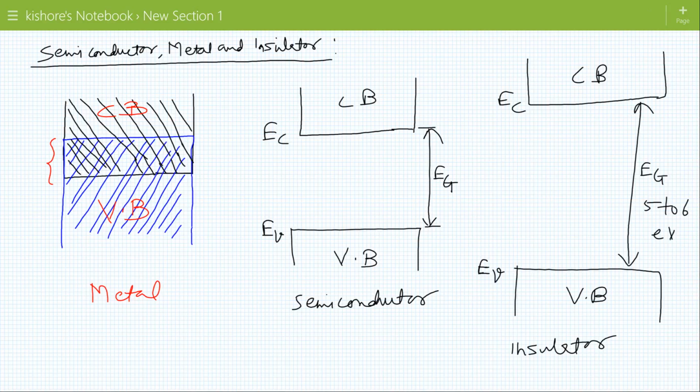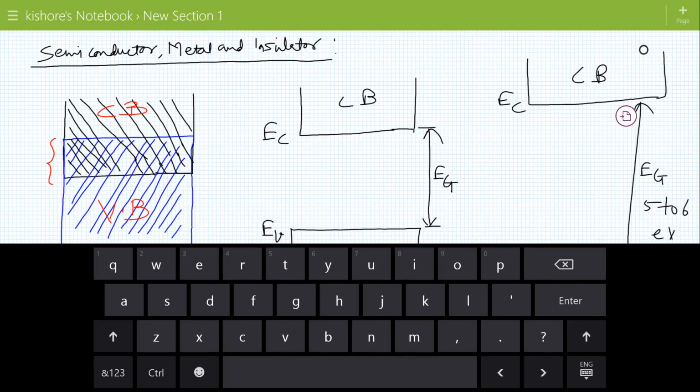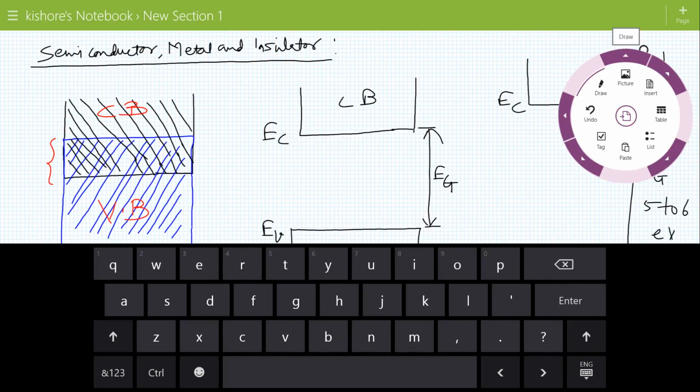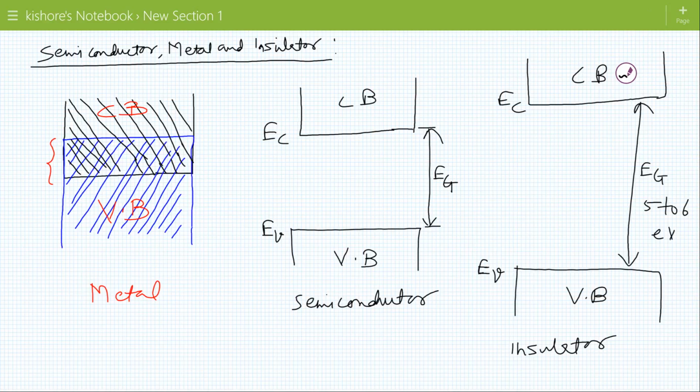Now if I write the order of conductivity, then conductivity of metal is maximum, and then we have conductivity of semiconductor, and conductivity of insulator is minimum.